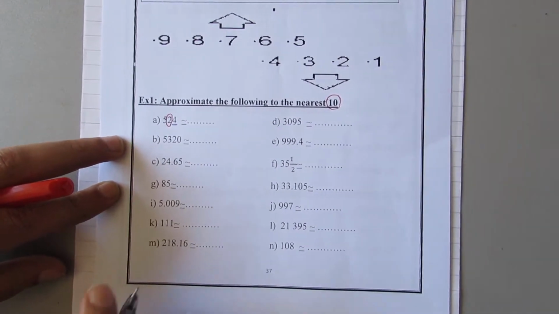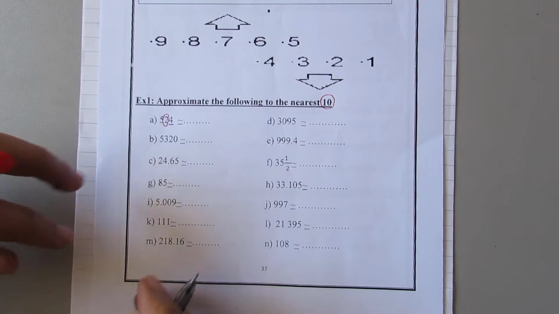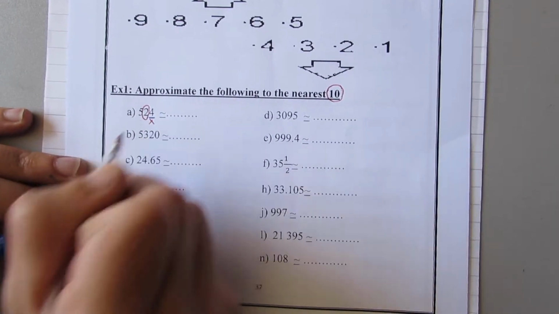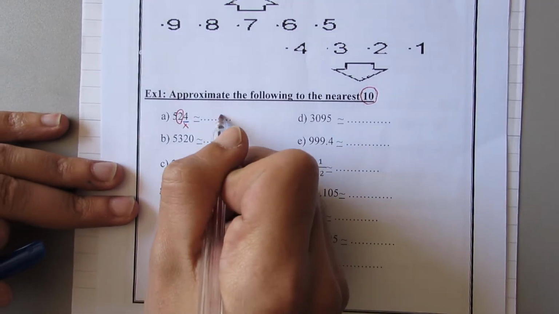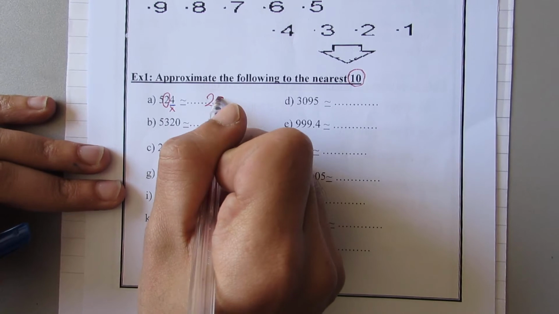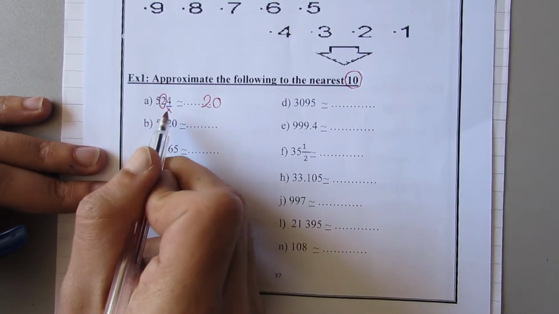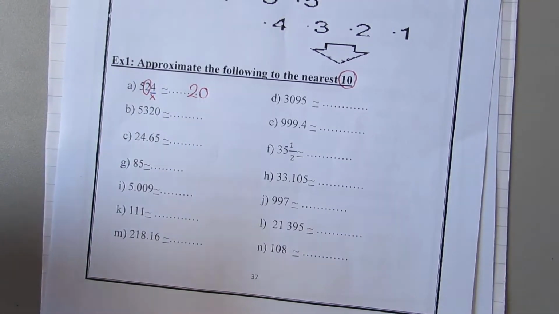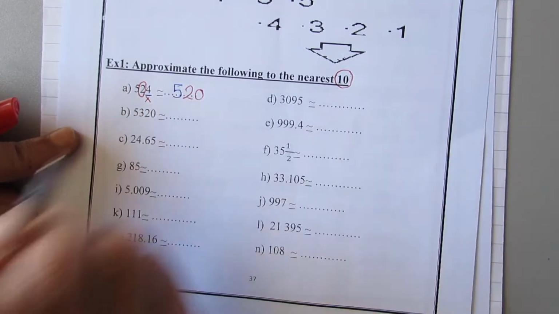So 4, is it a weak number or a strong number? So 4 is from the weakest numbers. So this 4 is not gonna increase the 2. So the 2 stays as it is, 2. And this 4 is gonna turn into 0. It's not gonna help the 2 to be greater. And we have remaining 5. So 5 will be as it is.